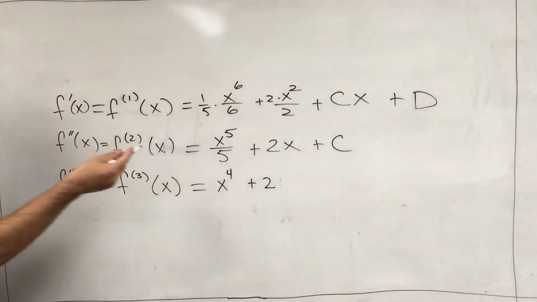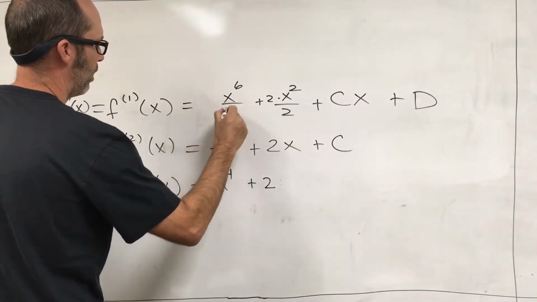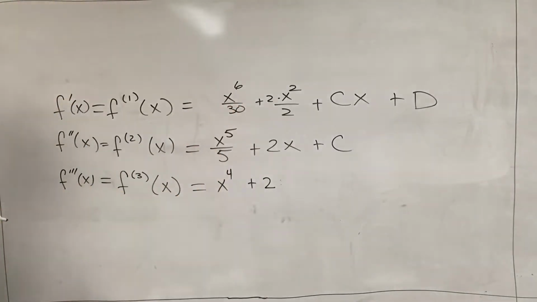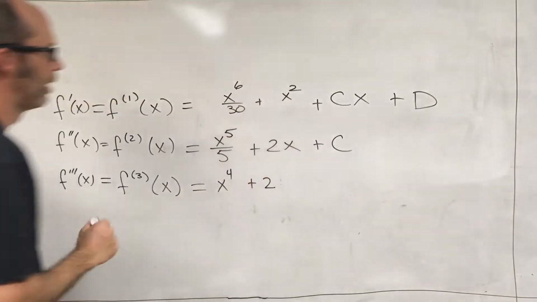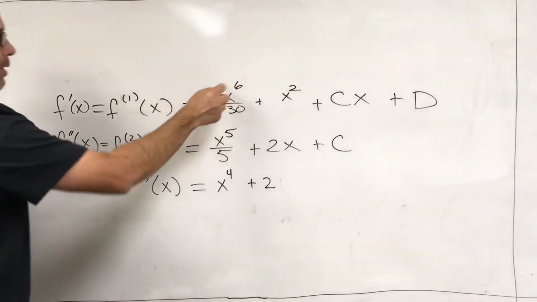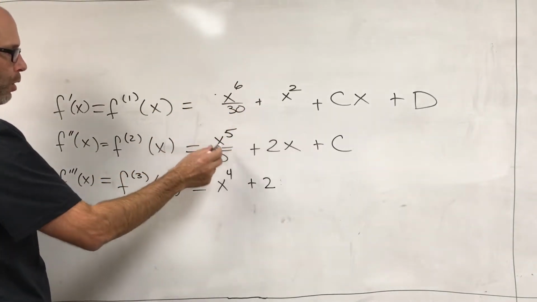All right, we can make this a little cleaner. 5 times 6 is 30. So write that with a 30 there. And the 2's here would cancel. So we just have that. And now you can still check, right? Bring down the 6, decrement by 1, you'd have x to the 5th. 6 over 30 is the same as 1 over 5.